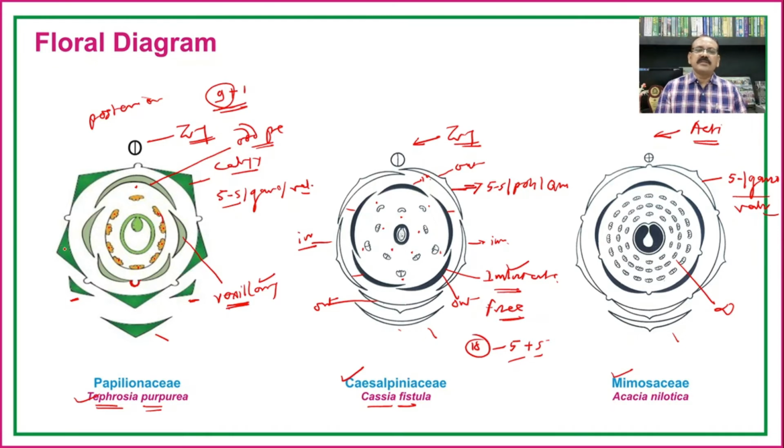The characteristic of all the plants of these three families, that is Papilionaceae, Caesalpinaceae and Mimosaceae, is the marginal type of placentation, because in all these families the gynoecium is the same, that is one carpel, and it is responsible for the formation of the fruit, that is the legume. Hence in all families the type of placentation is marginal.